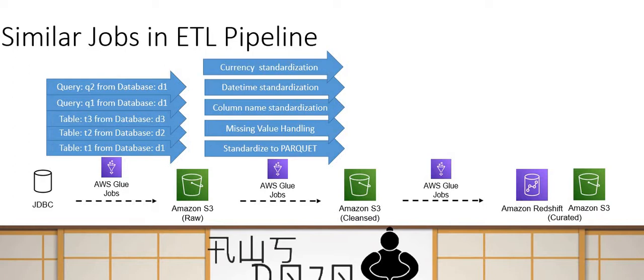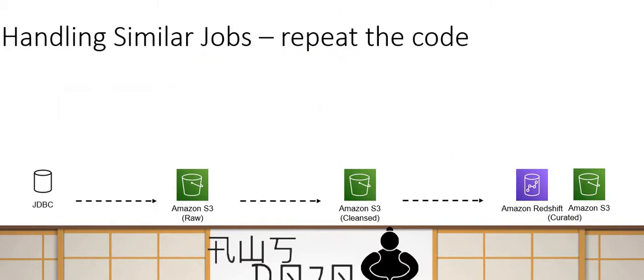So how do I write my code to handle this kind of job similarities or task similarities across my different ETL pipelines? You're probably writing the same kind of code or business logic across different ETL pipelines. One way of solving it is to simply repeat the code, which is not recommended, but I want to put it as an option here just to say don't do it.